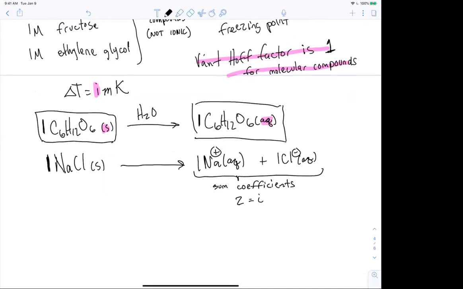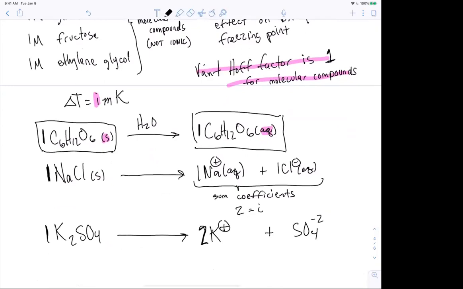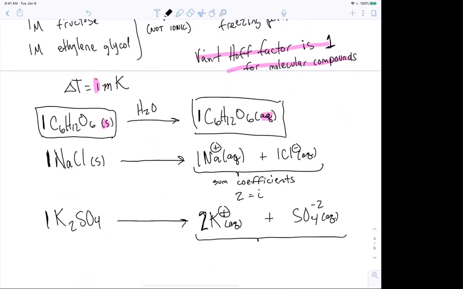So when I look at potassium sulfate, is that what they're talking about? Yeah. So if I look at potassium sulfate, I start with 1 of these. I go to potassium plus and sulfate. I end up with 2 potassium cations, so I balance that, and 1 sulfate anion in solution. So what's going to be i for this? When I sum up these coefficients, I see that i equals 3. Okay.